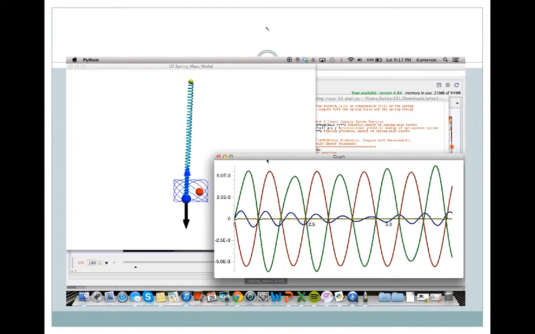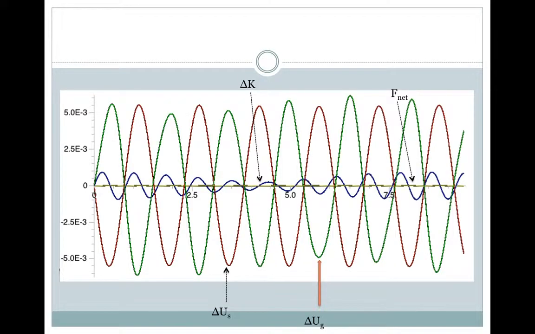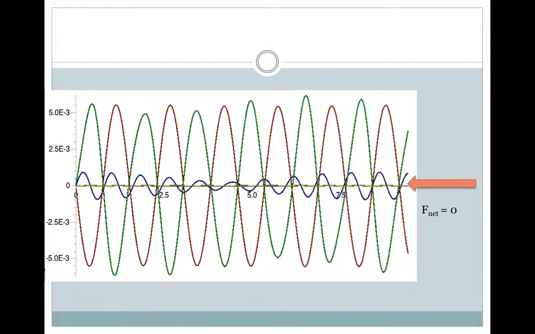In the graph from Python, we see that the spring and gravitational potential energy are opposites of each other with a kinetic energy coming in between them. There you can see the yellow line, which represents F net. So what does all this mean? Well, the energy principle in this case is satisfied as shown in the graph, since F net is all on the x-axis, meaning that it's 0.